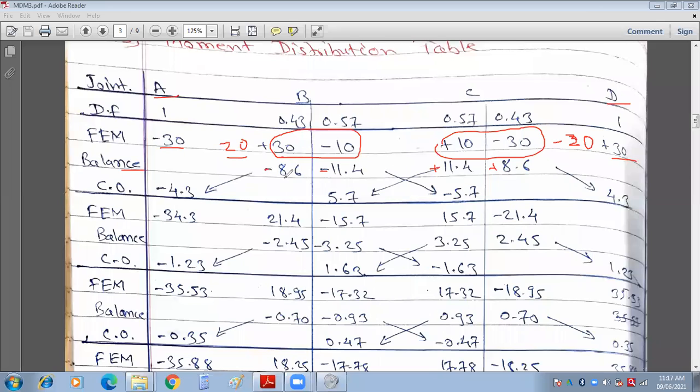And how do we calculate these values? This difference multiplied with the distribution factor, you have to write down this moment over here. This difference multiplied with this distribution factor, write down this moment over here. Similarly, this moment into the distribution factor, write down this moment over here. This moment into this distribution factor, write down this moment over here.